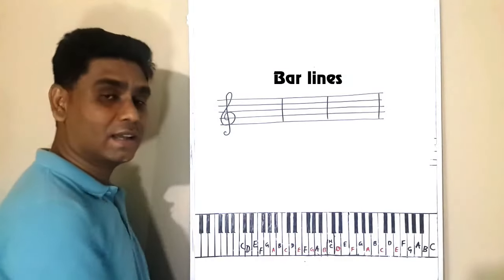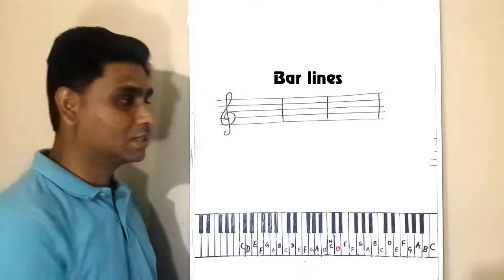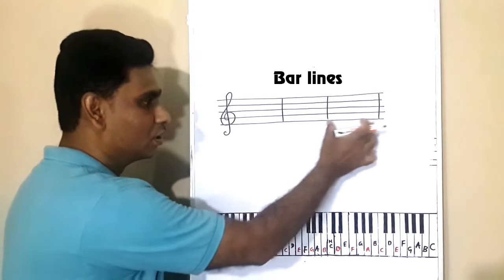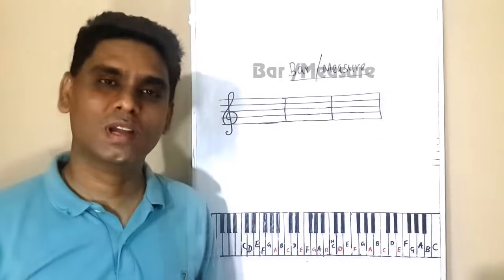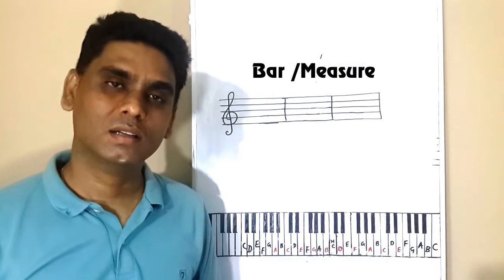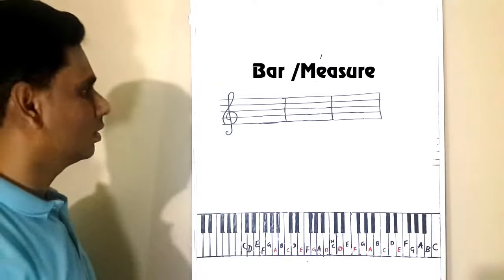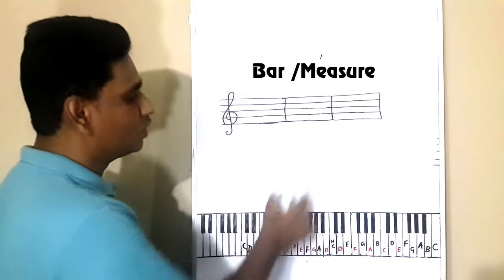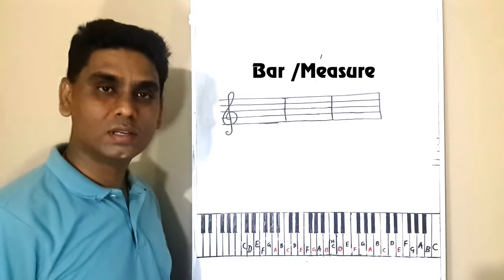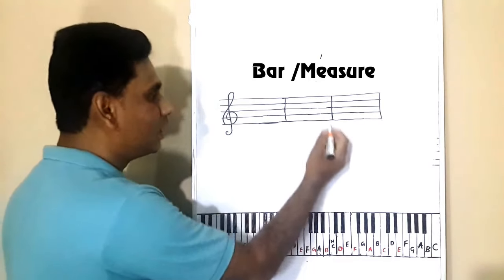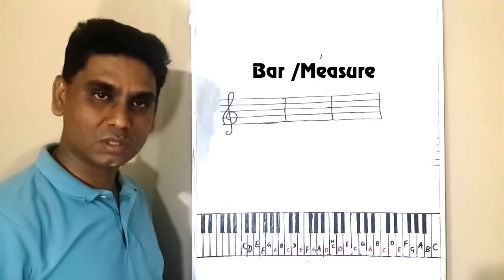When drawing the bar lines, you have to keep the same distance between two lines. Now we are going to learn about the bar, also known as the measure. What is the bar? The space between two bar lines is called a bar, the space where we are going to write the music notes.